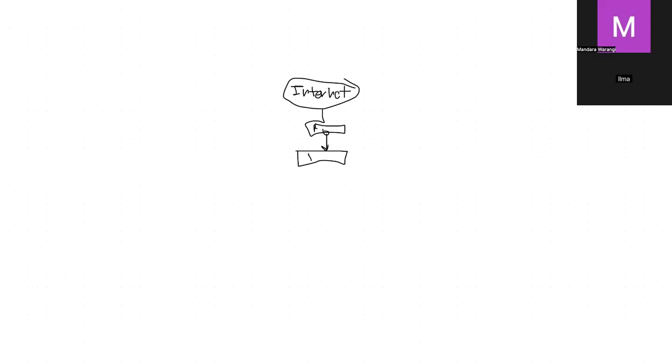Can you draw the firewall before the router? Will it be wrong? Yeah, it is wrong, because first you have to have the connection and then... Oh, yeah, you can. Sorry.